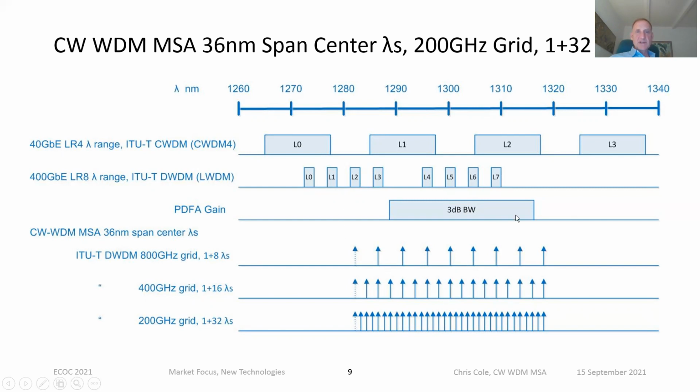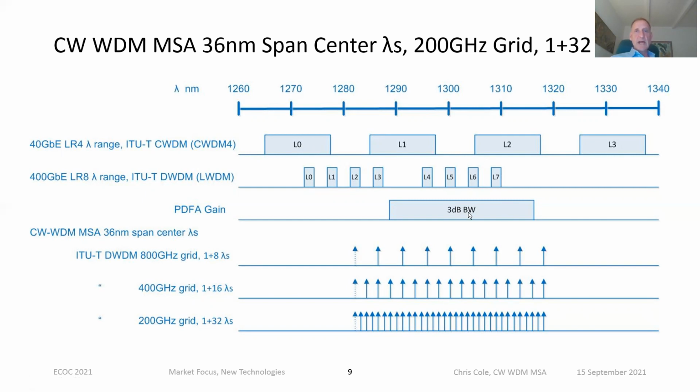We can see there's an overlap between a number of wavelengths. Remember, the dominant grid for datacom is CW-WDM4. That's shown here on the first line. You can see it's got a fairly wide span, 80 nanometers, with a 7 nanometer range over temperature here.